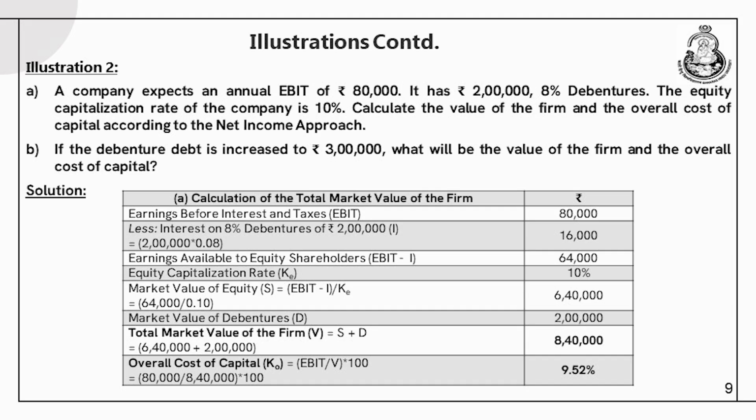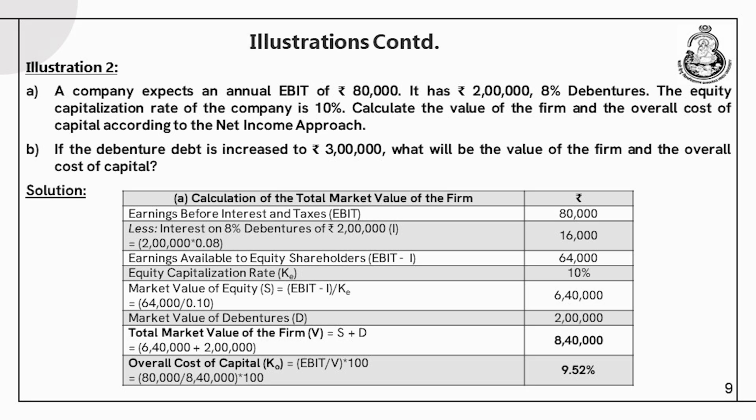So, again we are trying to calculate the total market value of the firm. We start with EBIT, given in the question as 80,000, right. Now, we deduct the interest on debentures of rupees 2 lakh, and the rate of interest is given as 8%. So, 8% of 2 lakhs is how much? It is 16,000. Once you deduct this, what is left is the earnings available to equity shareholders, that is EBIT minus I.